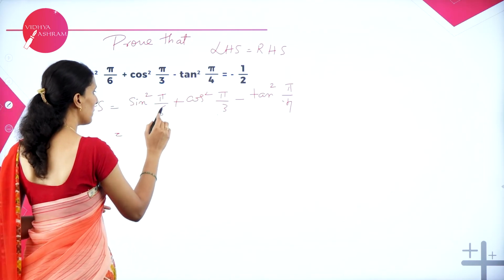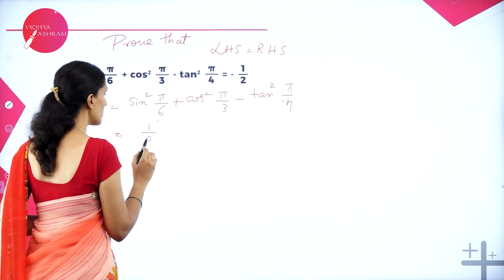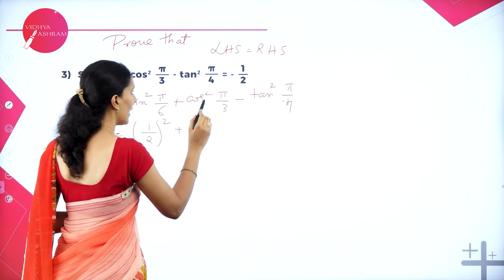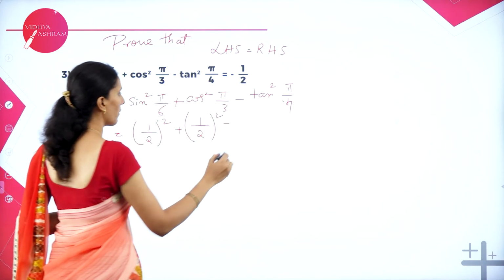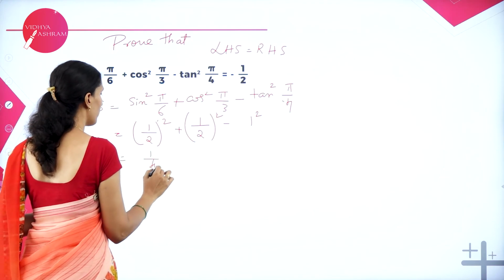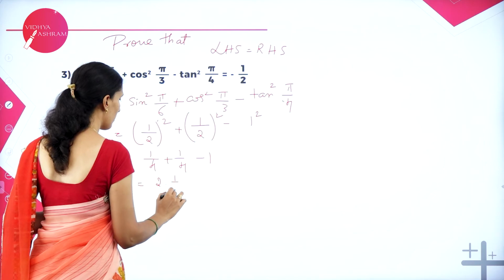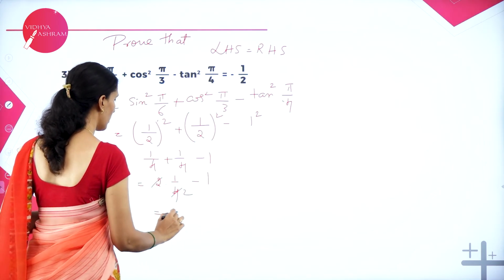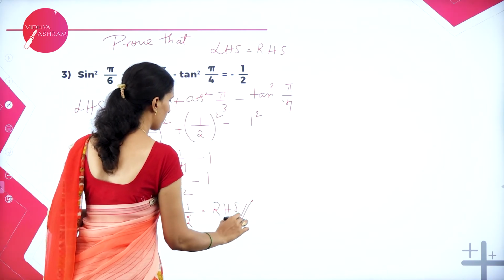Now, sine pi by 6, sine 30 degrees, is half. So this is 1 by 2 whole square because you have sine square. And again this is half square. Tan square pi by 4 is 1, so 1 square. Now this is 1 by 4 plus 1 by 4 minus 1. 2 into 1 by 4, 2 ones are 2, 2 twos are 4, so 1 by 2. Now we have half minus 1, which is equal to minus half, which is your right hand side.